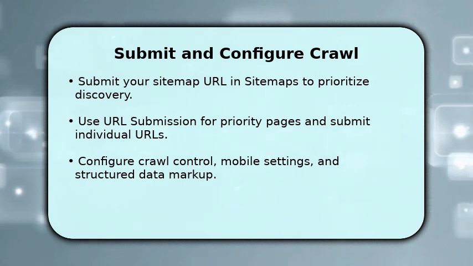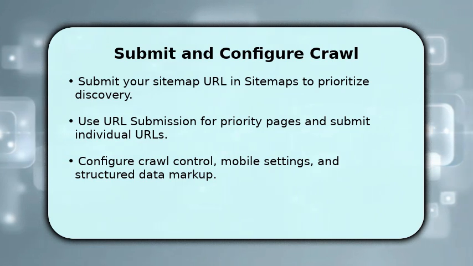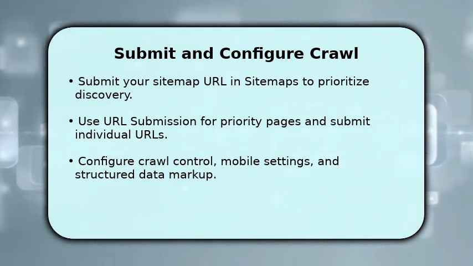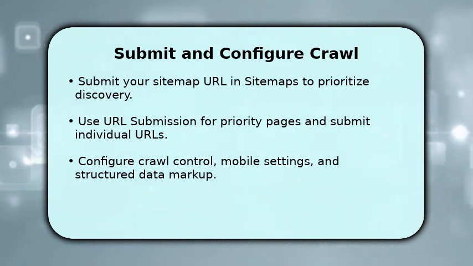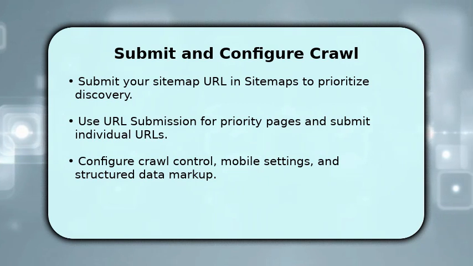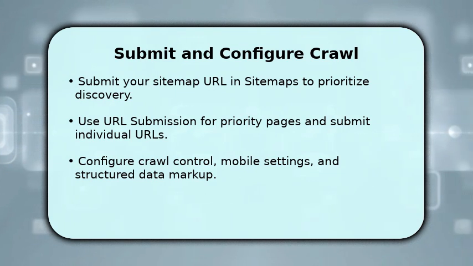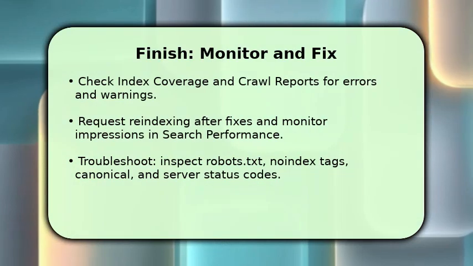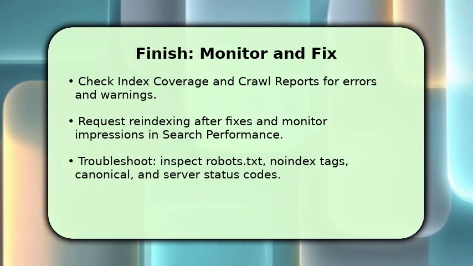Submit canonical URLs only. Make sure structured data is implemented and validated so rich results may appear. Also configure crawl control if your server needs rate limits. Finally, check mobile friendliness and canonical tags to avoid duplicate content issues, because correct signals help Bing index the right pages. You finish by watching Bing Webmaster Reports, index coverage, crawl, and search performance.